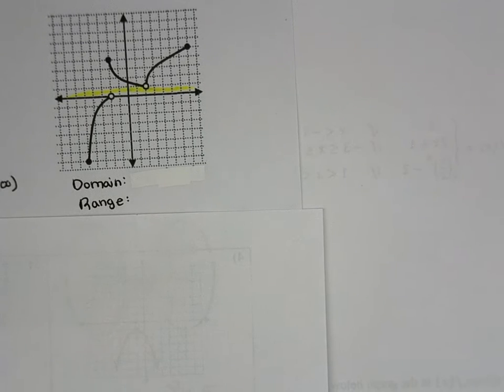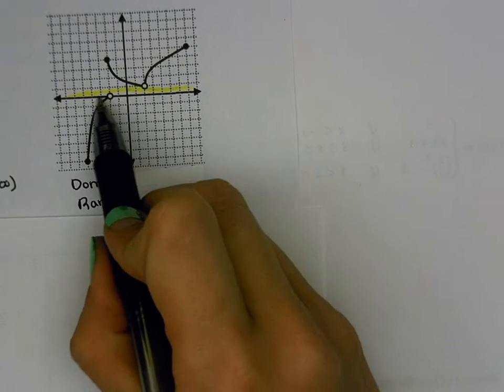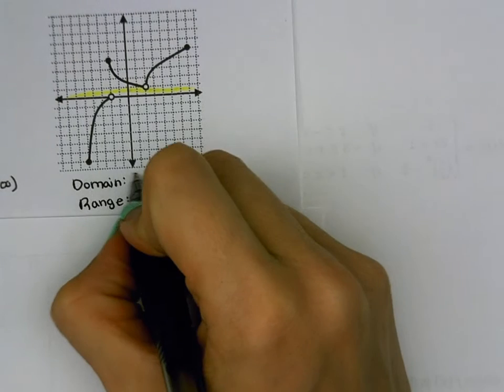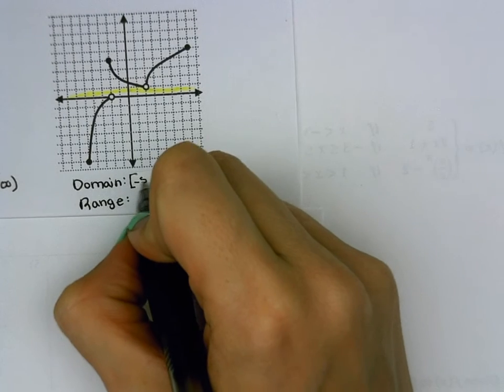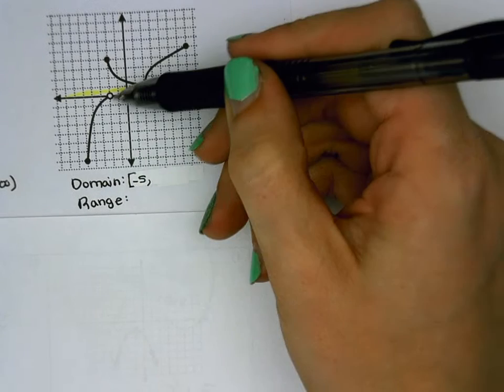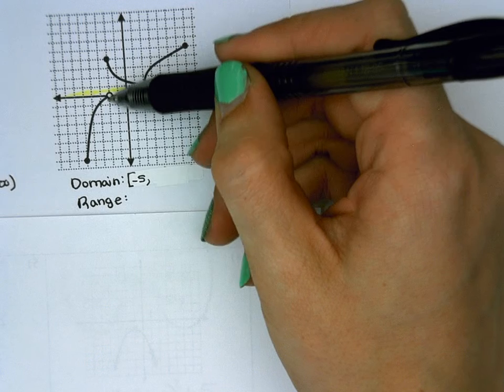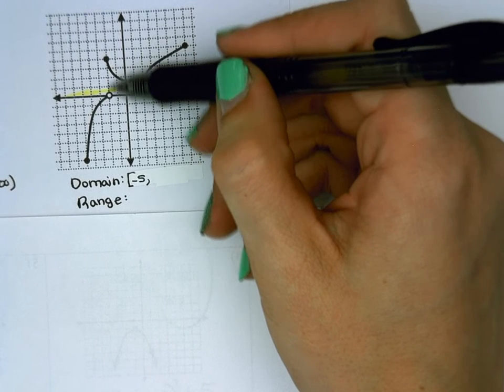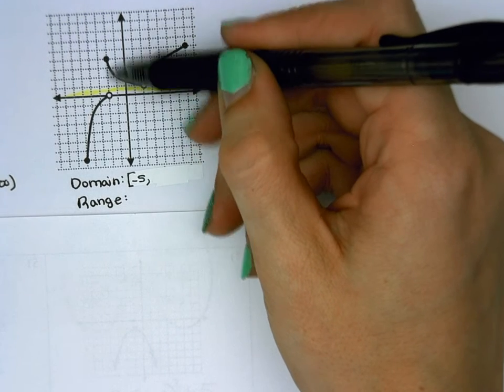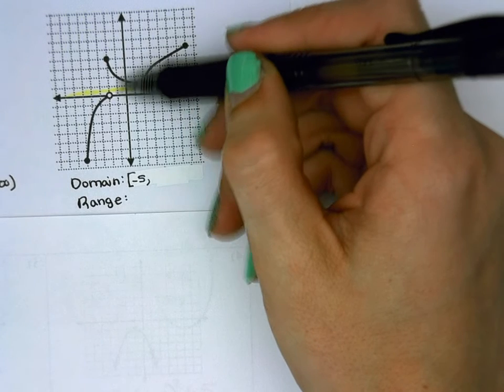Okay. Domain, ladies and gentlemen, we do start over here at -5 for my domain. And then I work my way sideways looking for an issue. It looks like I do potentially have an issue here at -2, but I have a point that compensates. Okay. And then so I can keep going.